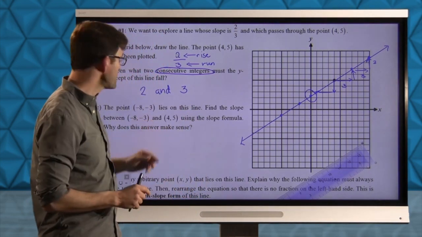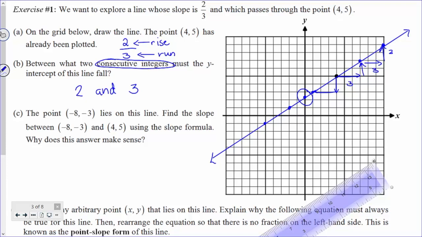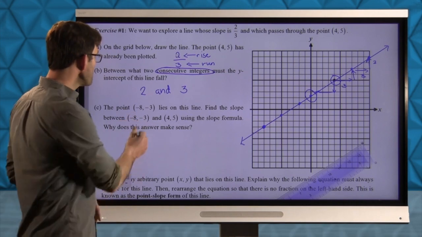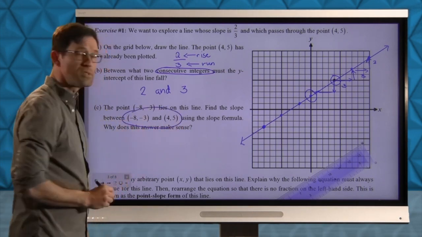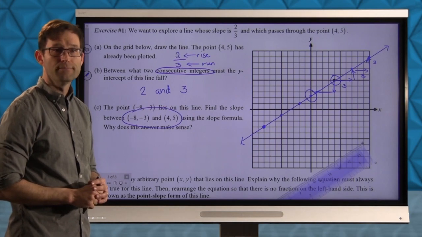Okay, let's take a look at letter C. The point (-8, -3), which is right here, lies on this line. Find the slope between (-8, -3) and (4, 5) using the slope formula. Why does this answer make sense? So go ahead, take this point and this point, use the slope formula, and calculate the slope of the line that we just plotted.